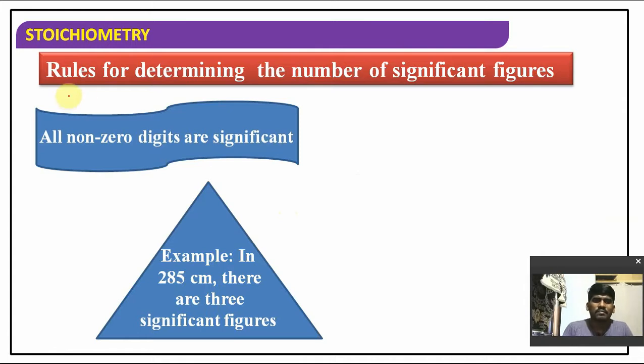First rule: all non-zero digits are significant. The remaining digits other than 0 are non-zero digits, and all non-zero digits are considered to be significant. If we consider 285 centimeter, how many significant figures are there? 3 significant figures: 2, 8, 5. Understood the point, guys? First rule is all non-zero digits are significant.